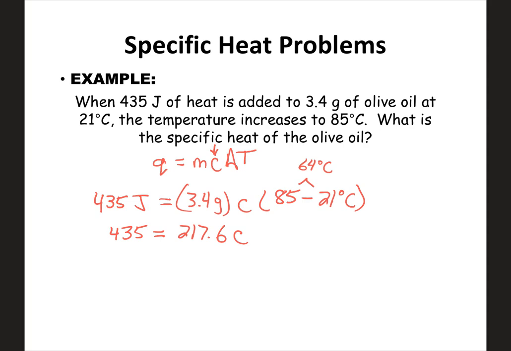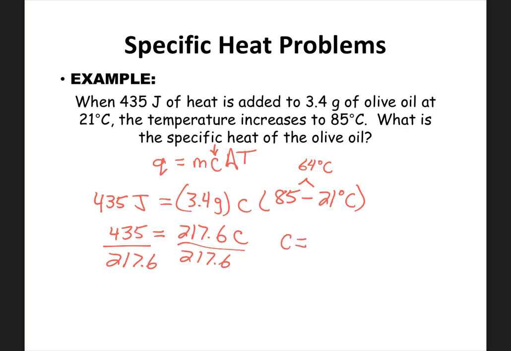So all I did was subtract the 85 minus 21 first, got 64, 64 times 3.4, and now I have 217.6 times C remaining on the right, equal to the 435 on the left. So I have to solve for C. So you divide both sides now by the 217.6, and then you will be able to solve for C here.